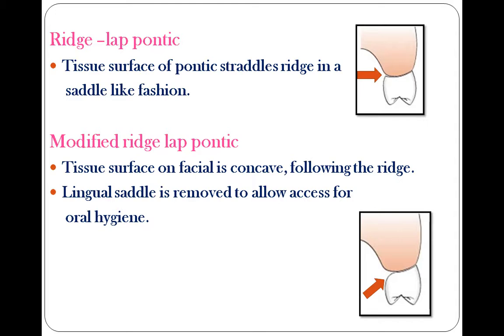Next is the ridge lap Pontic. This type of Pontic conforms to the convexity of the ridge and creates an undersurface which is concave, and it snugly fits onto the ridge. And therefore this type of Pontic is not recommended, as it is very difficult to clean under this type of Pontic. The modified ridge lap Pontic. Now this Pontic is designed so that facially it is convex and it provides the aesthetic function, whereas unlike the ridge lap Pontic, lingually it is tapered and it is provided with a more open shape to allow access for oral hygiene.